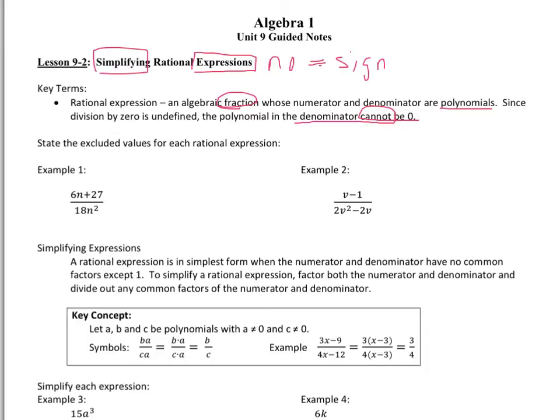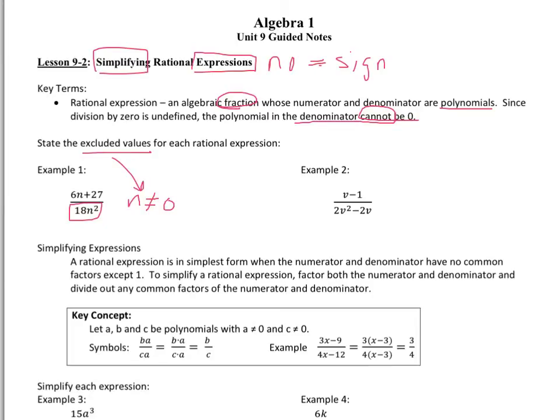If you look at the denominator in this example 1 here, we have 18n squared. So n cannot equal anything that causes this to become 0. And the only number that would cause that to become 0 is 0, because 18 times 0 squared is 0. So that would be considered an excluded value.